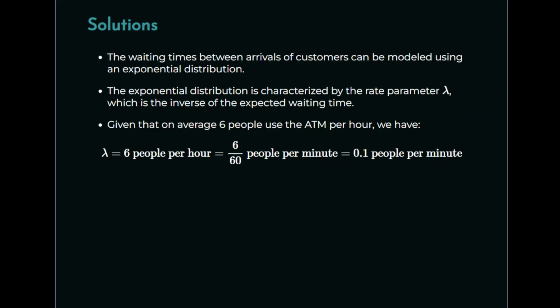Okay, so the solutions are as follows. We just have to set the question up here. The waiting times between arrivals of customers can be modeled using an exponential distribution. This exponential distribution is characterized by a rate parameter lambda, which is the inverse of the expected waiting time. So mu is the expected waiting time, and 1 over mu gives us lambda, the rate parameter. Given that on average 6 people will use the ATM per hour, we have lambda equals 6 people per hour, which is 6 divided by 60 people per minute, which is 0.1 people per minute.